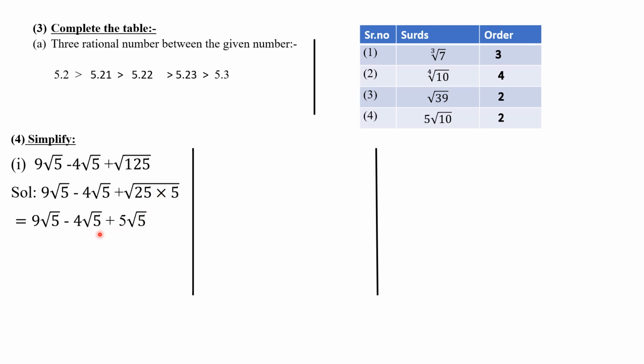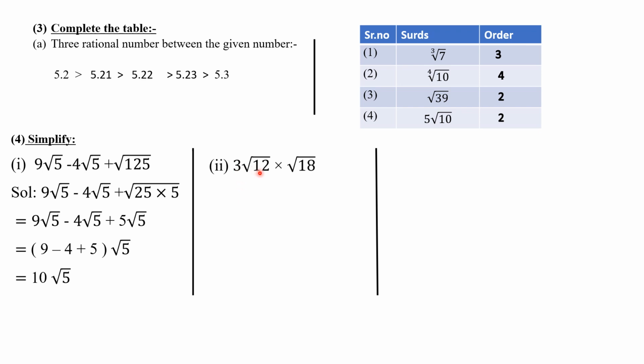Now can you see all these numbers have the same radicand? The surds have the same radicand. So now you will add the coefficients, do the operation of addition and subtraction on the coefficients ahead of the given radicand sign. Now you'll write down 9 minus 4 plus 5 together and the common root 5 you'll take outside. So you'll operate, that is 9 minus 4 plus 5, and you'll get 10 into root 5 as the answer. I hope you are getting it. Now we'll move to the next one.